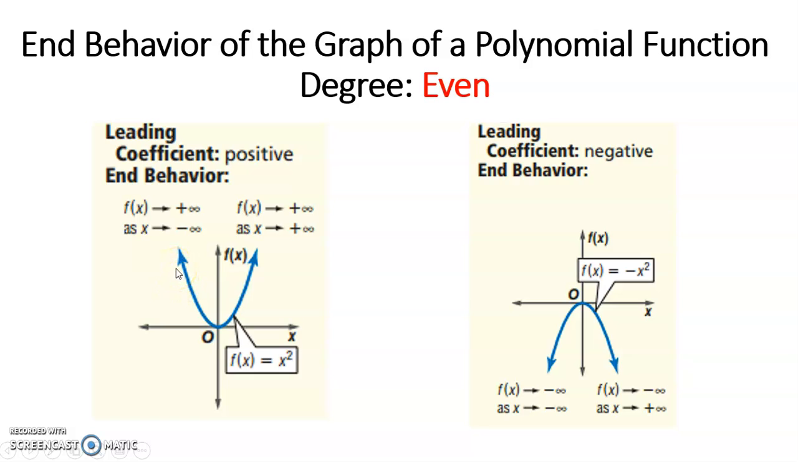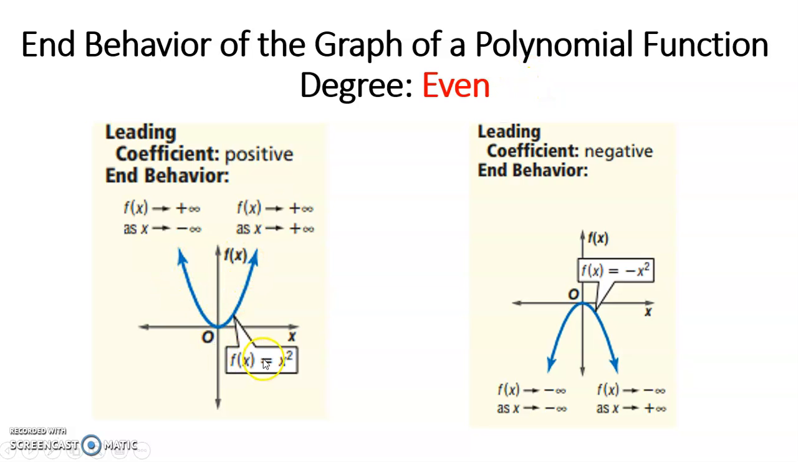So if we're going to notice the end behavior of that particular polynomial, both left side and right side must have an increasing trend. So the function approaches positive infinity. So increasing yung left side and yung right side. Okay? So that is if the leading coefficient is positive and the degree of the polynomial function is even.